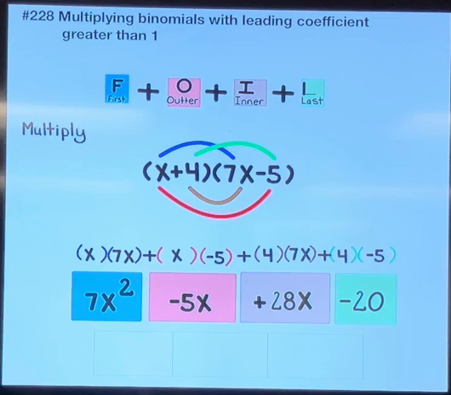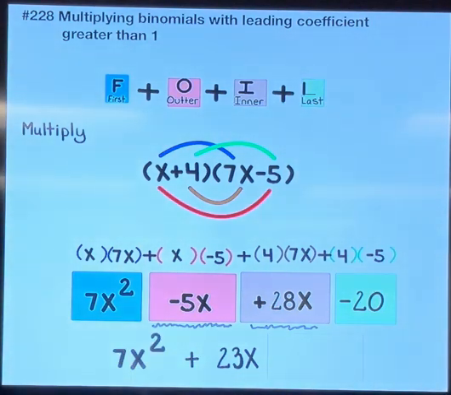And then the like terms, this -5X and the 28X, these are like terms, so -5 of these plus 28 of these makes 23 X's. And then we'll bring down the 7X squared and bring down the -20, and that's our final answer.